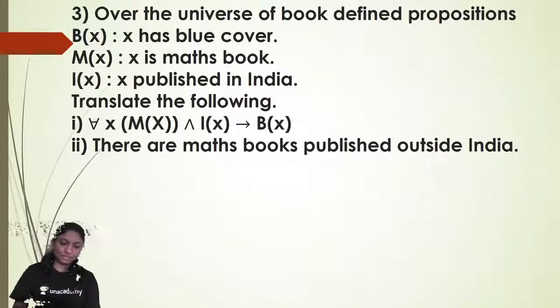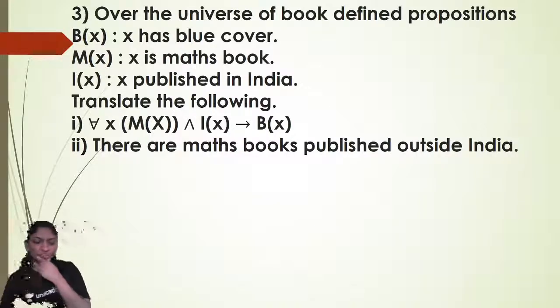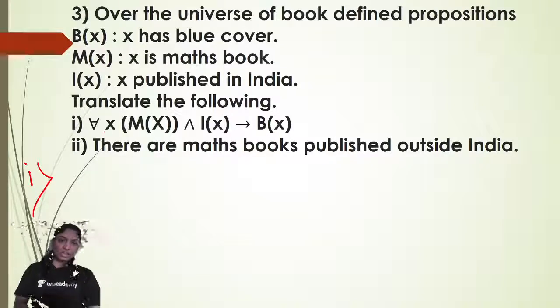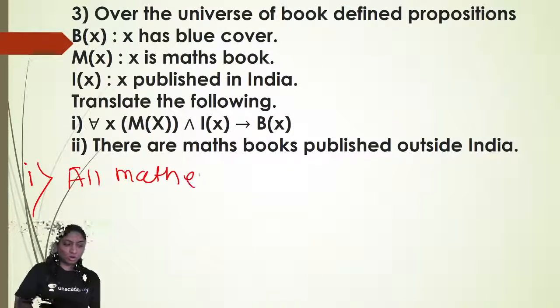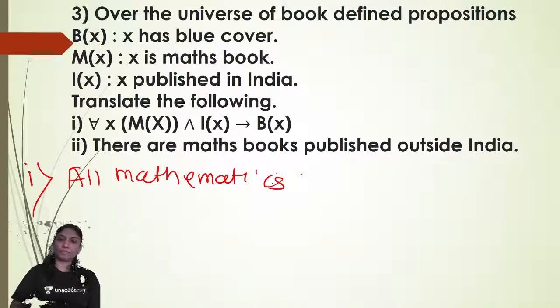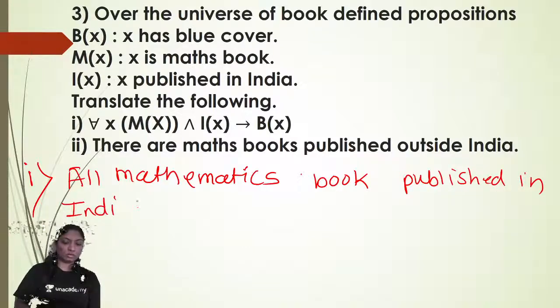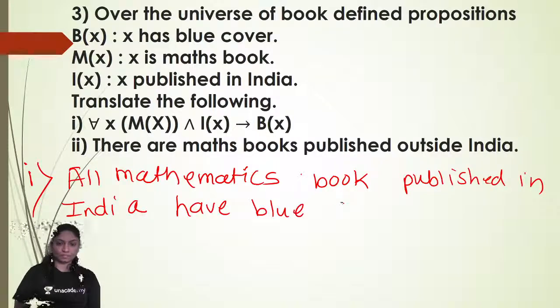First one, very simple. Here the quantifier is denoted by for all. So we can write: all mathematics books published in India have blue cover.